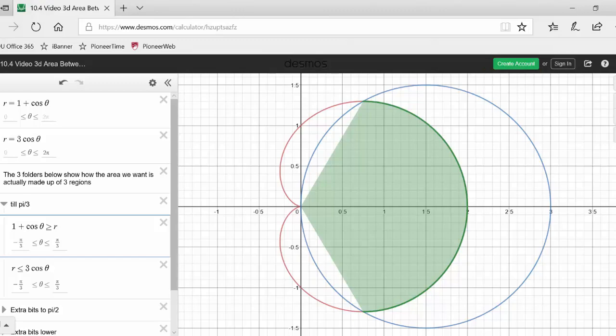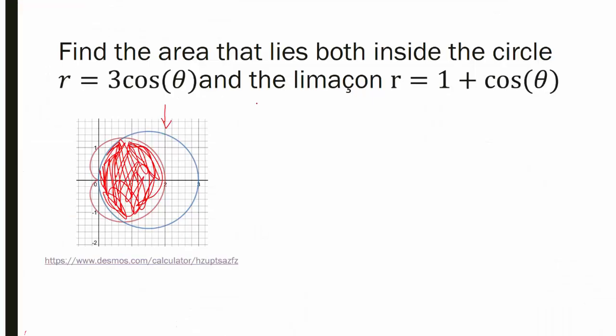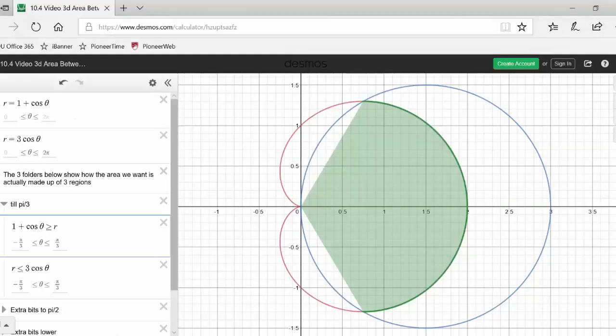So let's go over to my presentation screen, and we notice that we're going to have 2 parts here. The part that's only in the limacon is the part that goes from negative pi over 3 to pi over 3, so that's going to be 1/2 the integral from negative pi over 3 to pi over 3. We want the square of the function determining the radius, so that's 1 plus cosine theta squared d theta. Now let's go back to Desmos and figure out what the rest of it is.